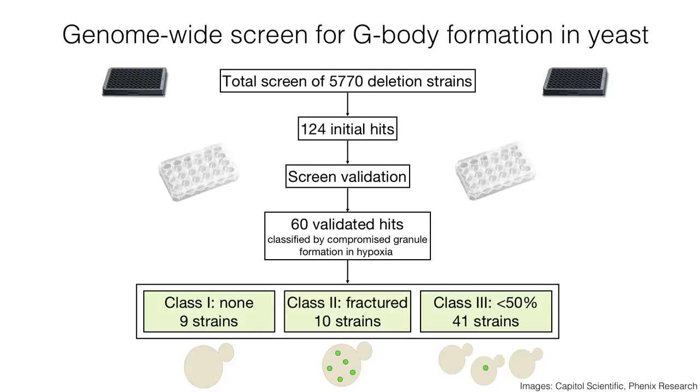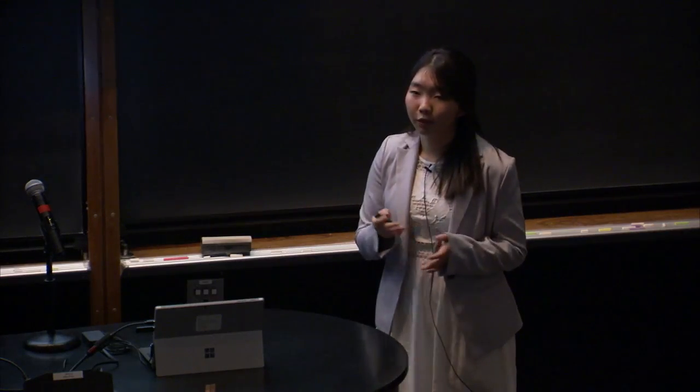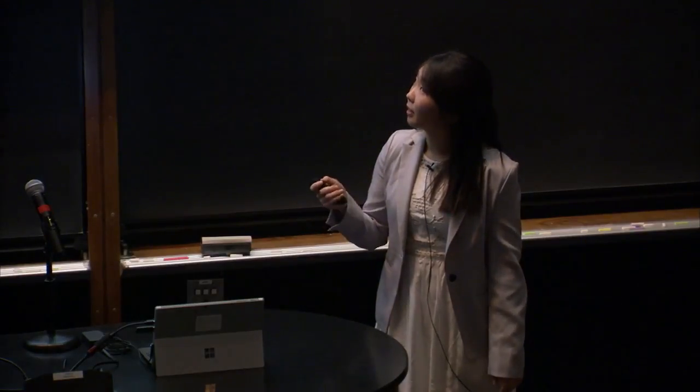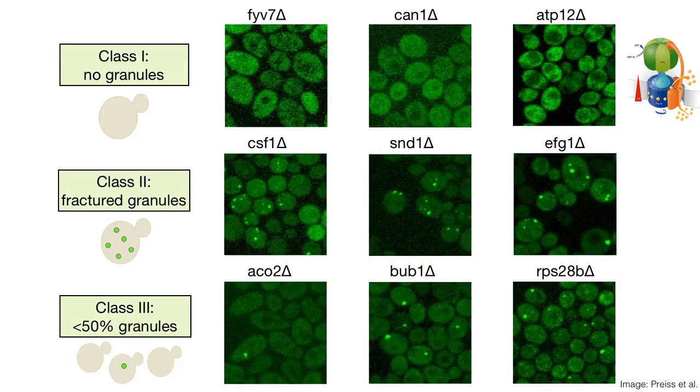So to recap, we started with 6,000 deletion strains and narrowed it down to 124. Then my job was to validate, and I came up with around 60. About 9 strains had no G-bodies in any of the cells, anytime I ever imaged them. About 10 had fracturing, and the rest had some degree of G-body formation from 1 to 49% of the cells. These are some representative images of each class.